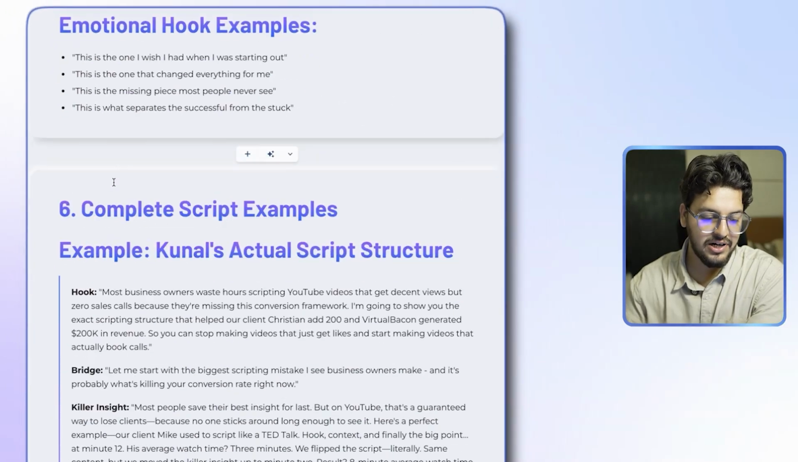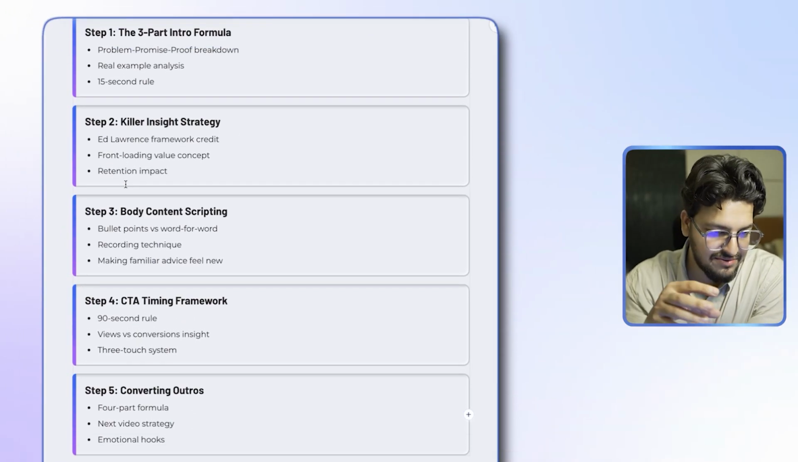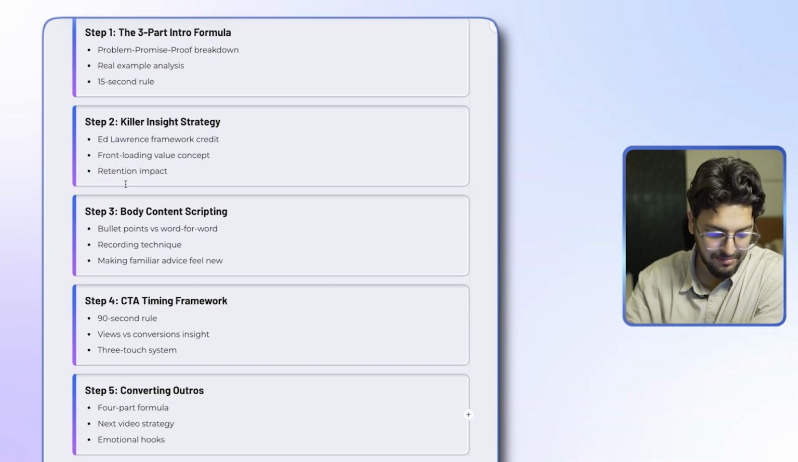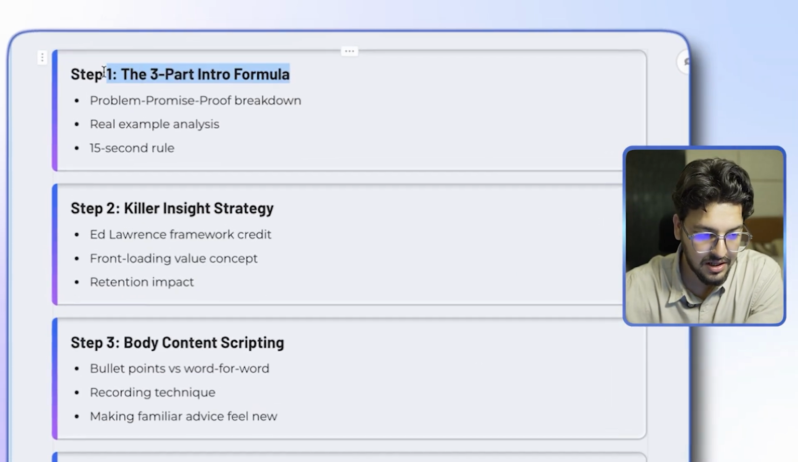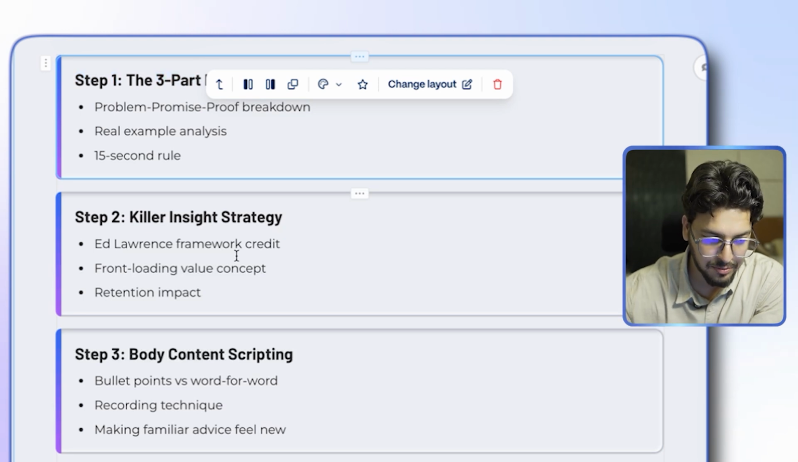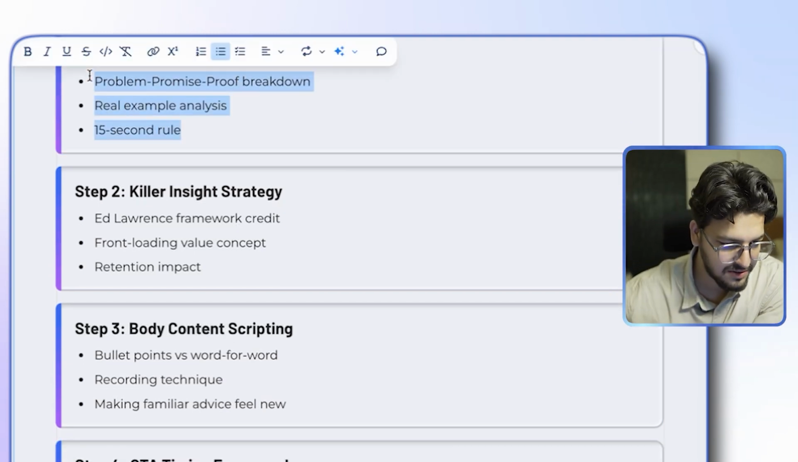Now, look at the script that I wrote for this video itself. I've got the main points here. In this case, I have 5 steps, so that's 5 main points, but that's fine too. Just have some sort of structure to it. See how simple it is? There's main point 1, then there are more bullet points to it. That's problem, promise, proof, breakdown, real example analysis, 15-second rule.